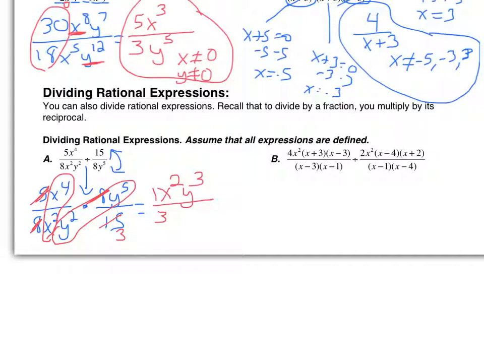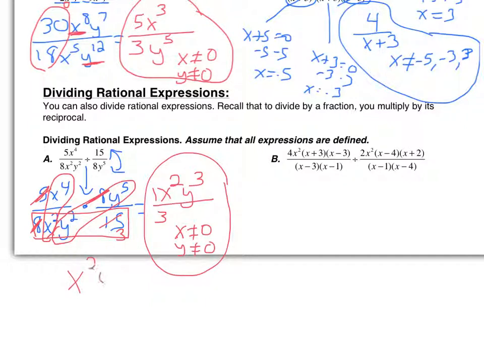And then in this case, we have everything multiplied. So all of these things are multiplied together. So therefore, x cannot be 0 and y cannot be 0. And this is my final answer. Do I need the 1 in front of the x squared? No. I can leave it off and I'd be perfectly fine. I could also have x squared y cubed over 3. That would be perfectly fine as well.